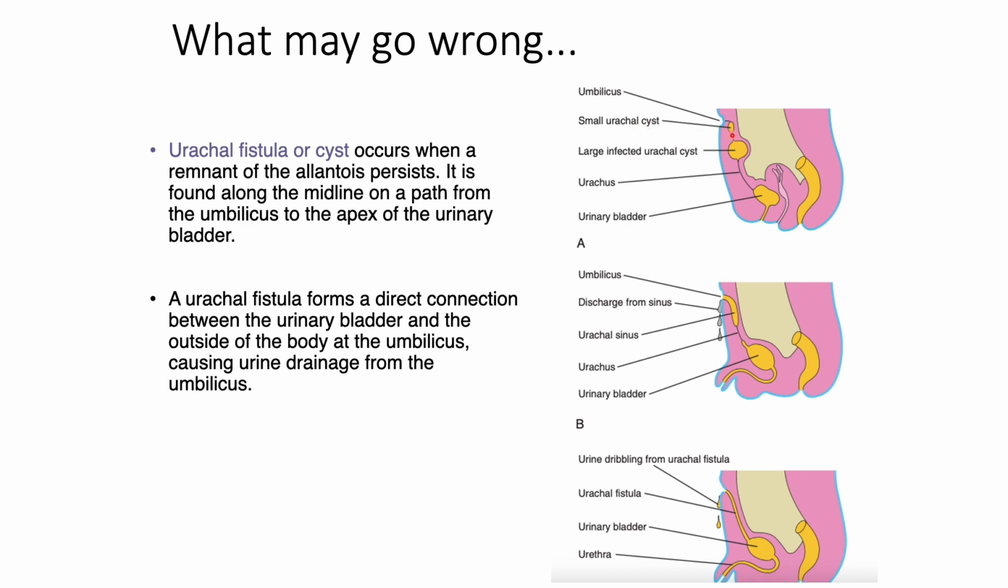This is the cyst showing that a urachal fistula forms a direct connection between the urinary bladder and the outside of the body at the umbilicus, causing urine drainage from the umbilicus. So you can see drops of urine because it's coming from the bladder. And again, this is also showing a urachal fistula, urine dribbling from it.